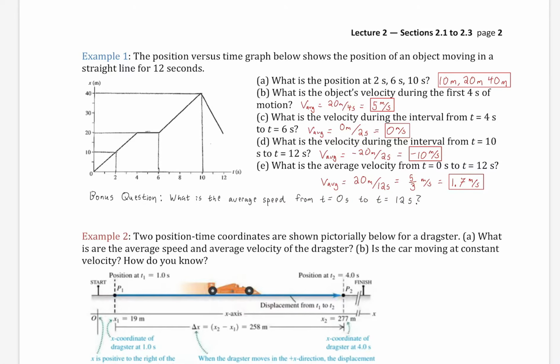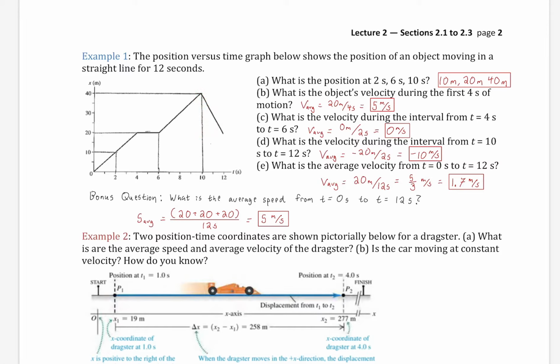Bonus question. What is the average speed from t equals 0 to t equals 12? So instead of asking for the average velocity, I'm asking for the average speed. Is it going to be 1.7 again? Definitely not. Instead, it will be the total distance, which is 20 plus another 20 plus another 20.